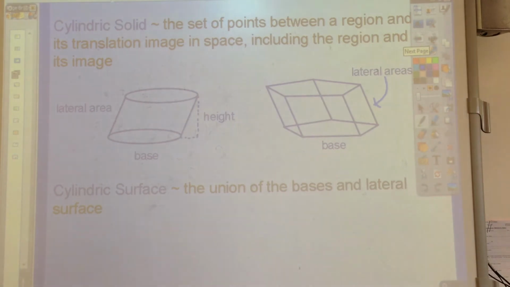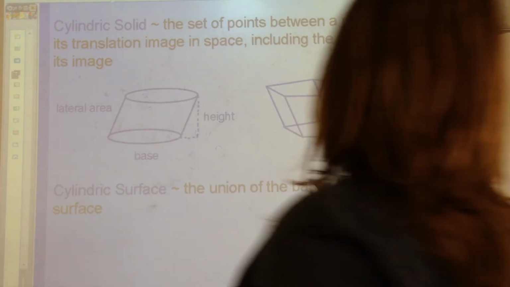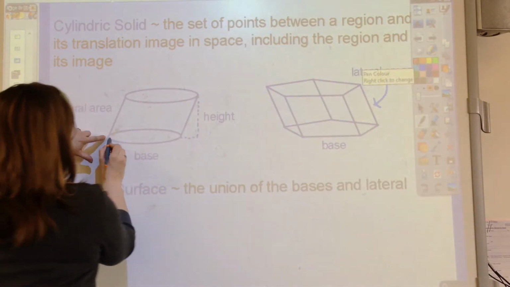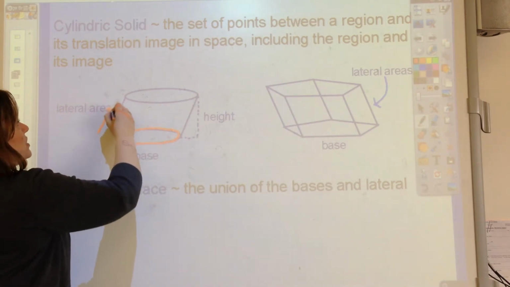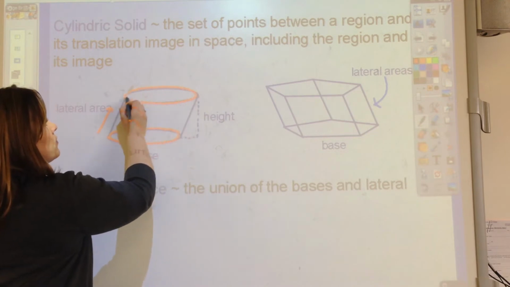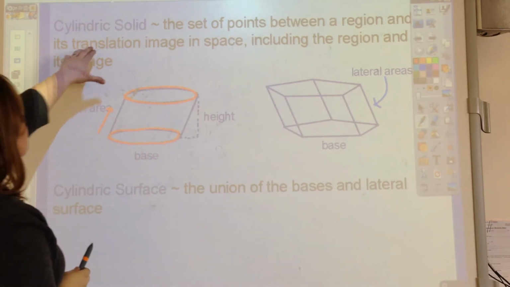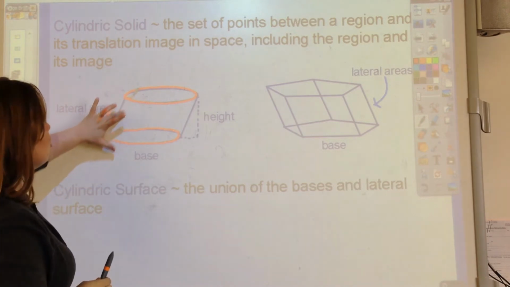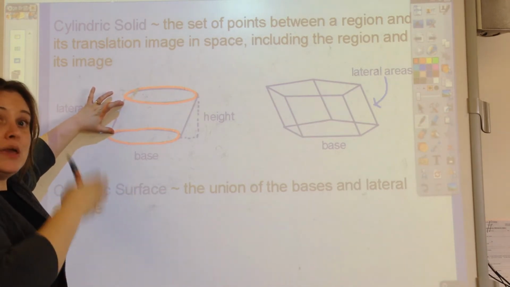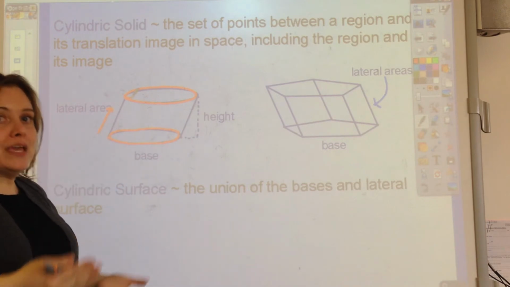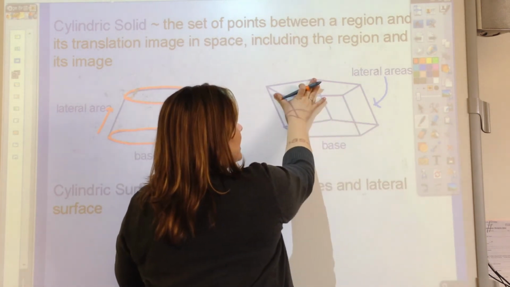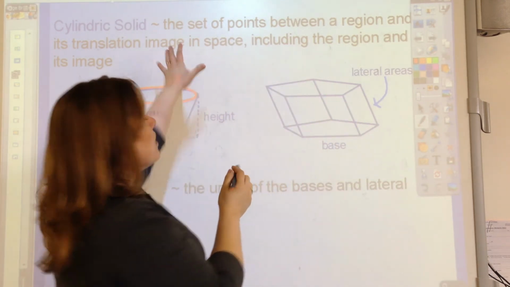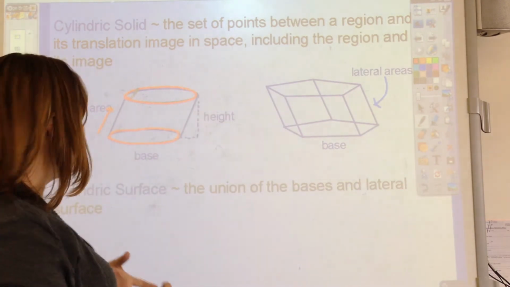If I have a cylindrical solid, we've got this set of points between a region and the translation image of that region. This base right here is, for example, an original shape, and this base right here could be the translation of that shape. Notice that we simply moved it. So the cylindrical solid includes all the region between the image and the pre-image, as well as the image and the pre-image themselves. Same thing here: I've got my base, and if I translate it to a new area, this solid is going to contain the pre-image, the image, and all the area in between.